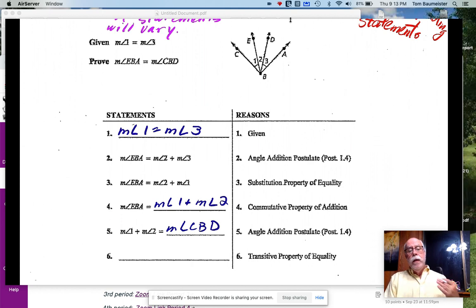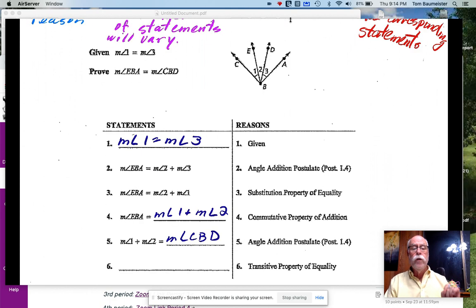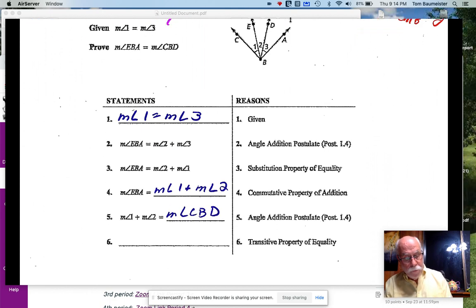All right. I know it's going to take some of you a little while, but that's okay. But again, remember, the first problem is what you're given, right? And then the last statement is always what you're trying to prove. The last statement is what you're always trying to prove. So we are trying to prove, in this case, that the measure of angle EBA is equal to the measure of angle CBD.